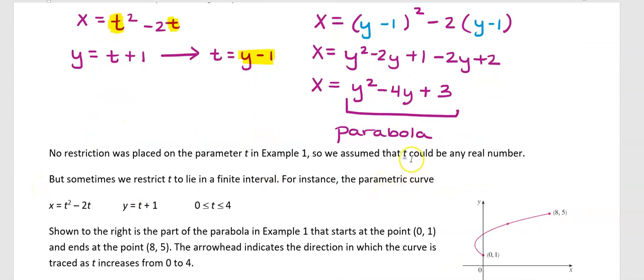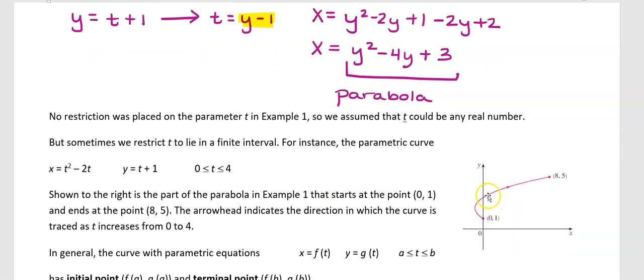So we just assumed that t could be any real number, but sometimes there will be a restriction to t, and it will lie on a finite interval. For instance, the parametric curve x equals t squared minus 2t and y equals t plus 1. If we were to restrict the t values that we were allowed to graph, we wouldn't have the full parabola. We would just have this sort of upside down Nike swoosh shape here.